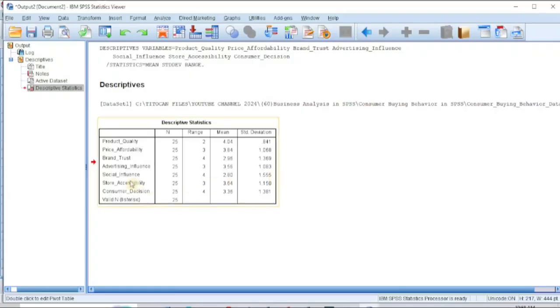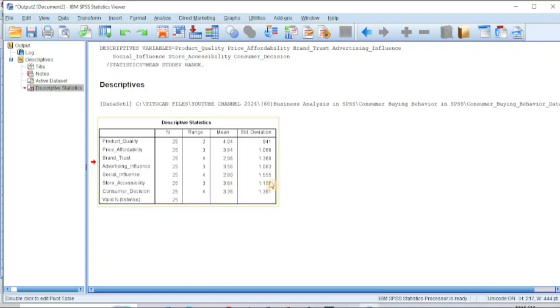Store accessibility has a range of 3, which is a moderate rating, and a mean of 3.64, which is closer to 4 and is ranked high, indicating that ease of access to shopping locations or online platforms is an important and well-rated factor among respondents.